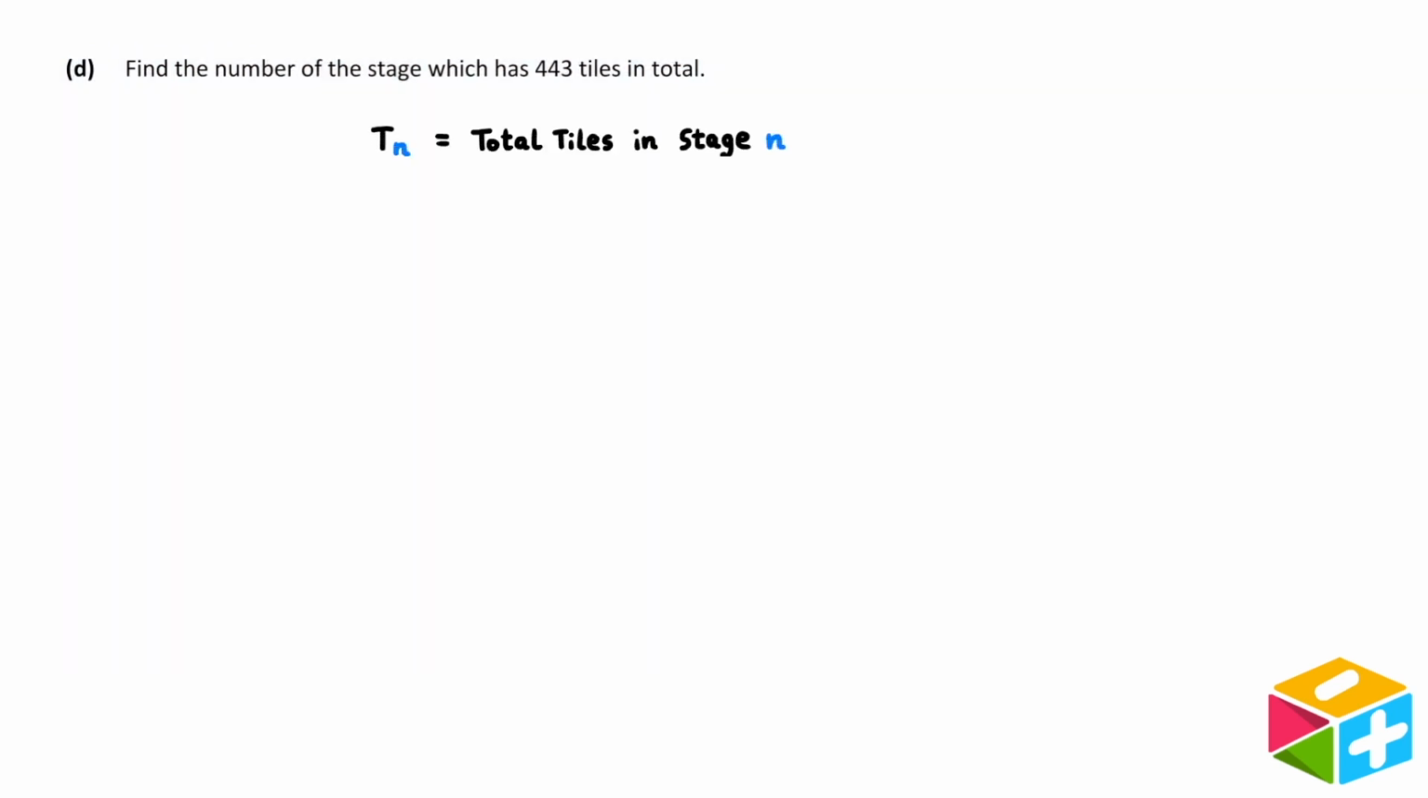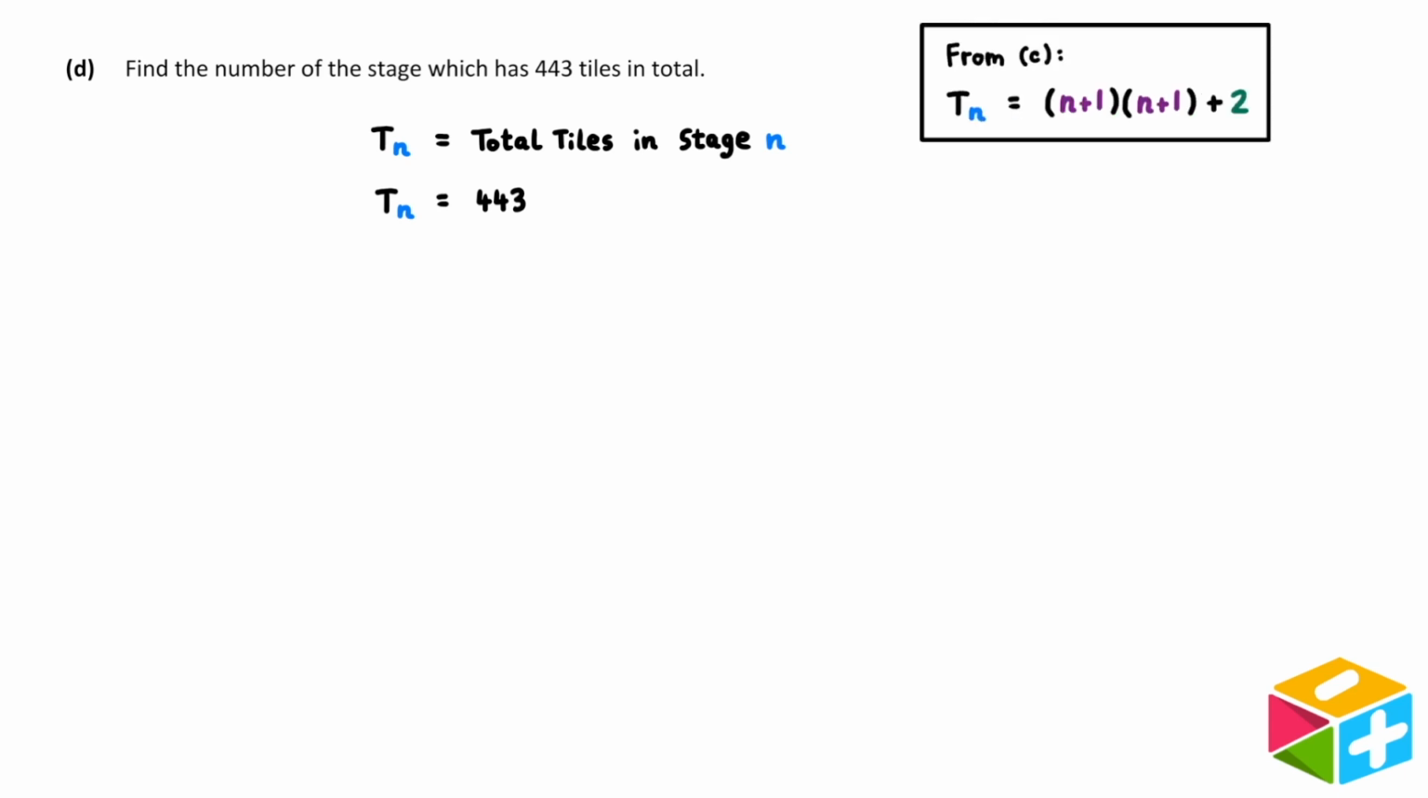In part C, we worked with an expression, Tn, which represented the total tiles in stage n. We want to have 443 total tiles, so we should set Tn equal to 443. In part C, we found an expression for Tn. It was equal to n plus 1 times n plus 1 plus 2. We can write this expression in the place of Tn and then solve the resulting equation for n.